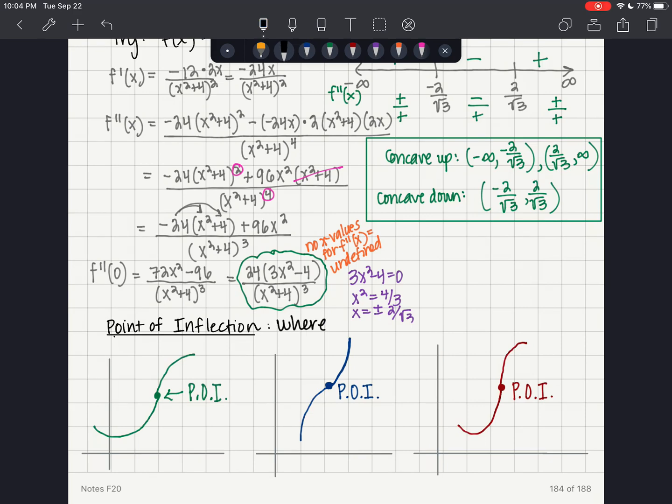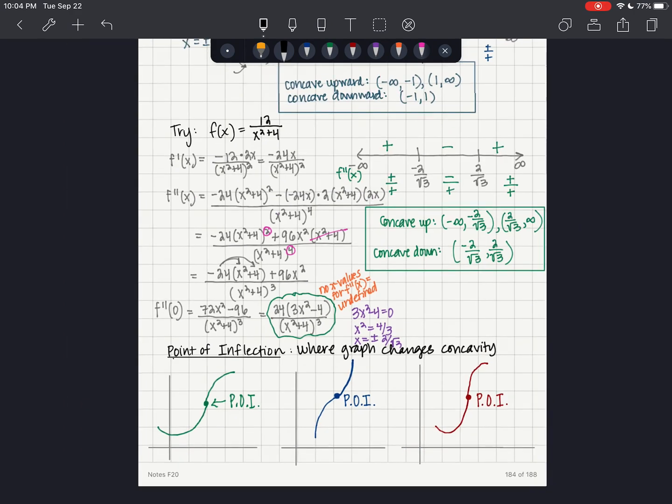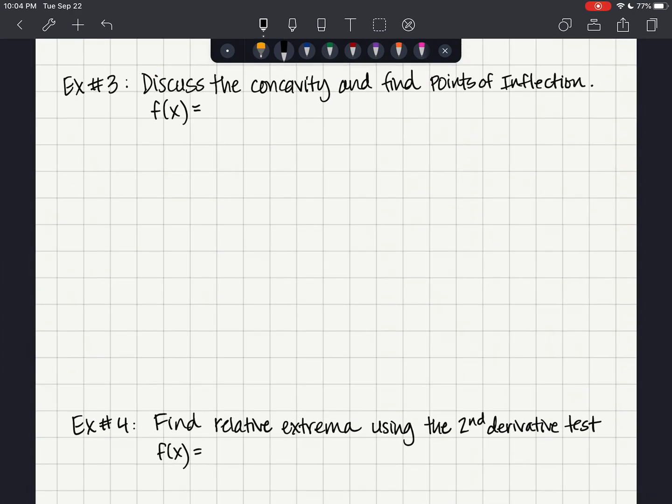Okay, let's discuss the concavity and find the points of inflection for f of x equals x to the fourth plus x cubed minus 3x squared plus 1.